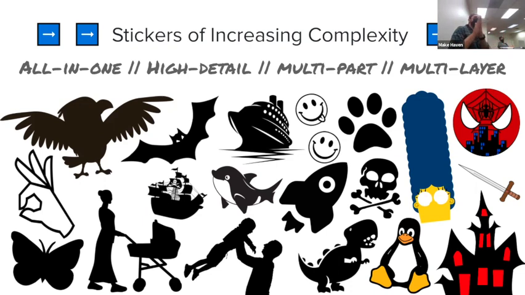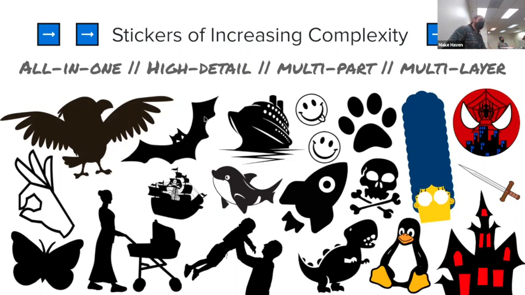So as you're thinking about what you want to do this week, you sort of want to think about how much you want to level up your sticker game. Where on this weird spectrum that is not quite linear do you want to go? Do you want an all-in-one sticker? Do you want to have a lot of detail, which can make it hard to do? You want a multi-part sticker where you must have a masking?